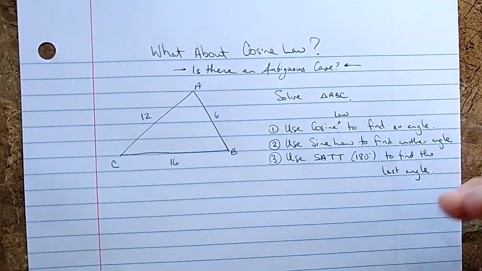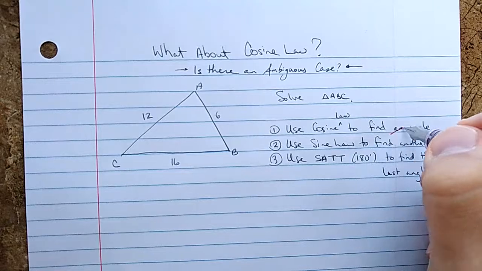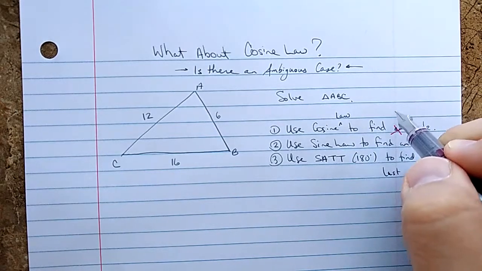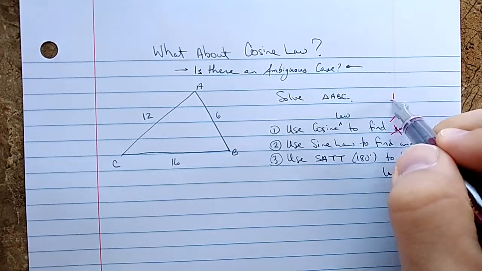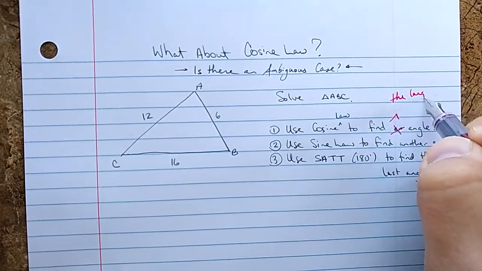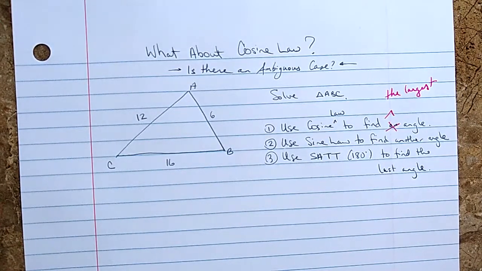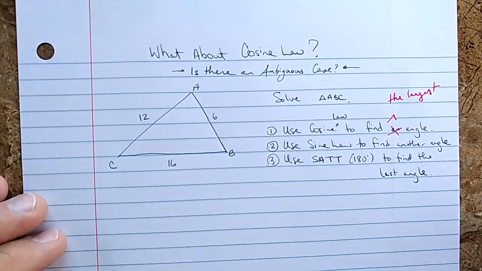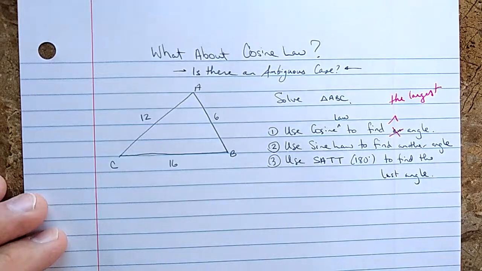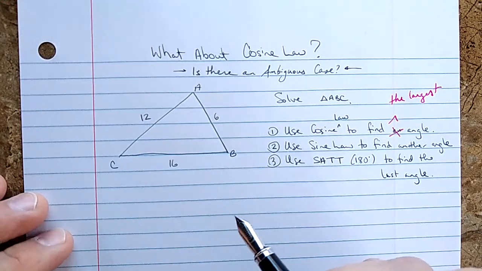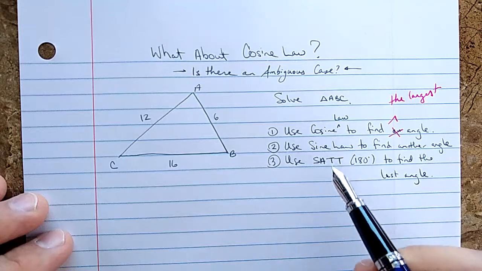Instead of using the cosine law to find an angle, we're going to say use cosine law to find the largest angle. And if that angle happens to be obtuse, we're going to find it out right away. The cosine law can reliably find any one of these angles. In fact, you could use the cosine law 3 times if you really wanted to find all the angles, but it's a little more labor intensive than the sine law.